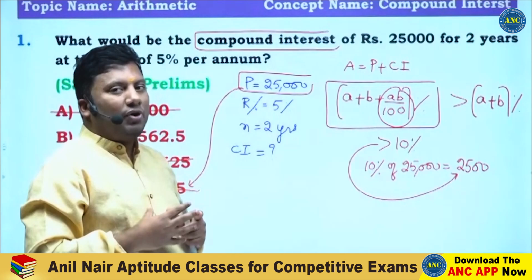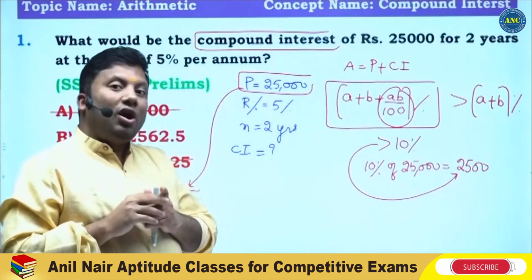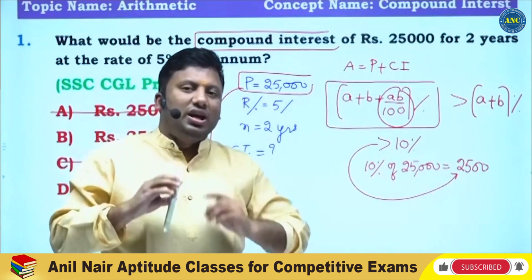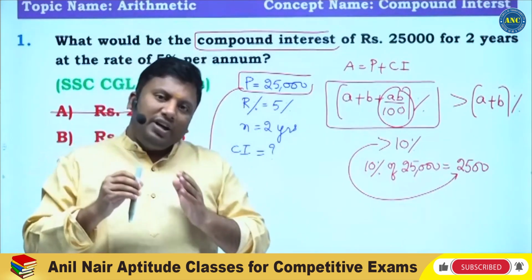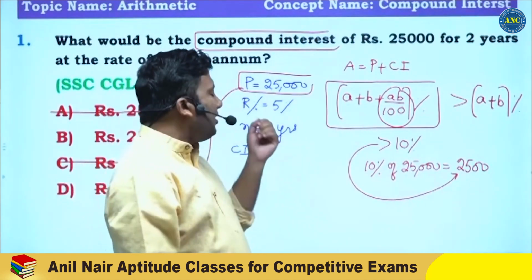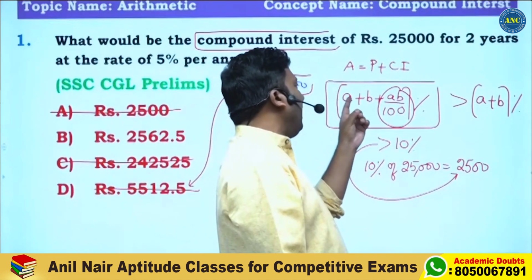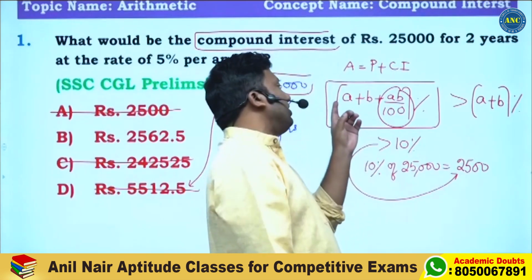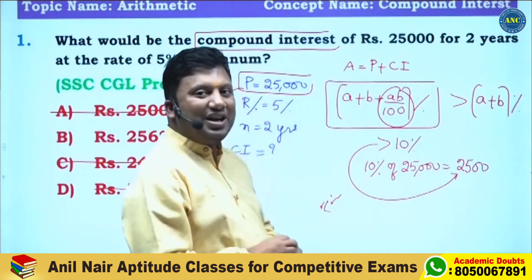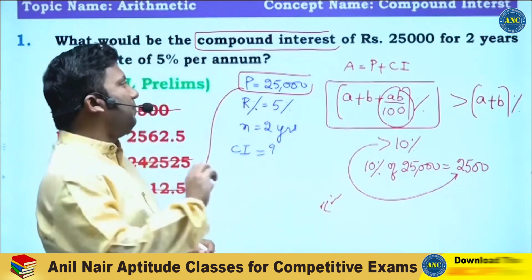Because compound interest is always greater than simple interest beyond 1 year. Please write down this key point in your notebook. Compound interest is always greater than simple interest beyond 1 year, because in simple interest it will be a plus b. In compound interest, in addition to a plus b, I am adding ab by 100. Compound interest is greater than simple interest.